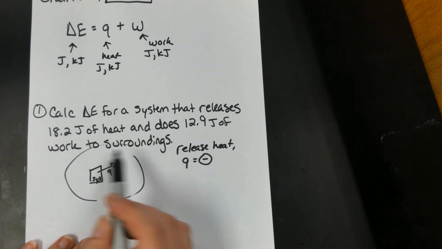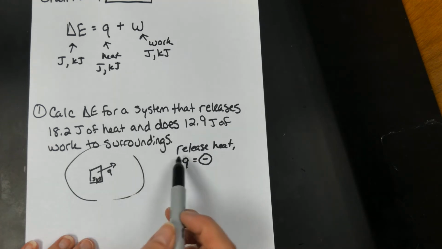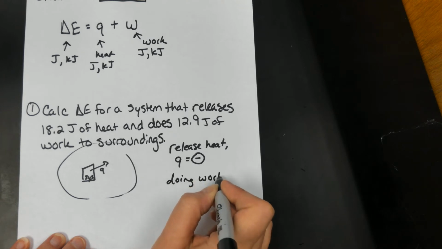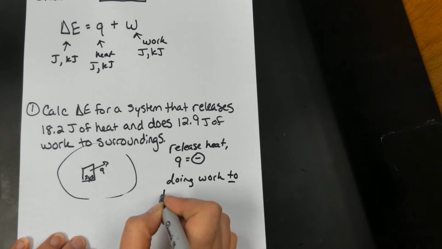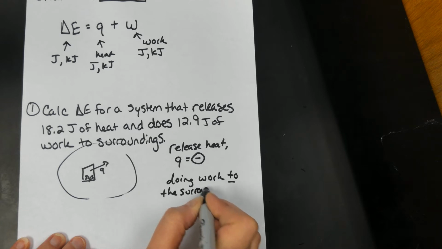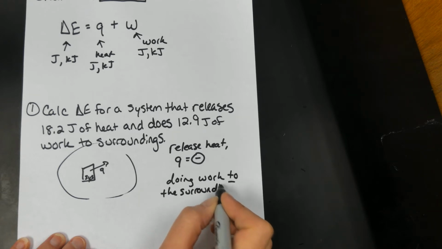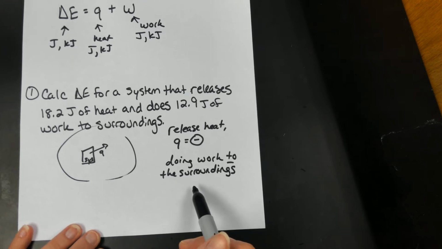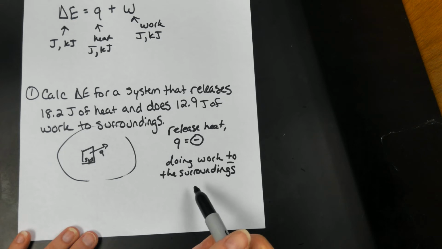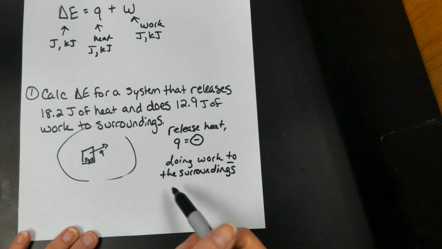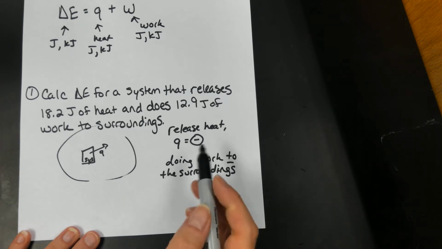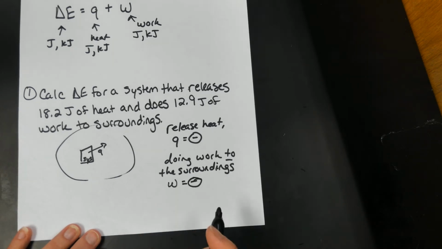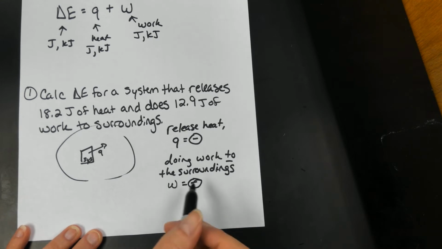How about for my W? It says it's doing work to the surroundings. So there are a couple ways to think about this, but if you're doing work to the surroundings, does that mean that you're receiving the energy or you're having to do the energy? The system's having to do the work to the surroundings. So the W in this case is also going to be negative. We're going to go over a couple more examples, so don't worry if you don't catch this just yet.